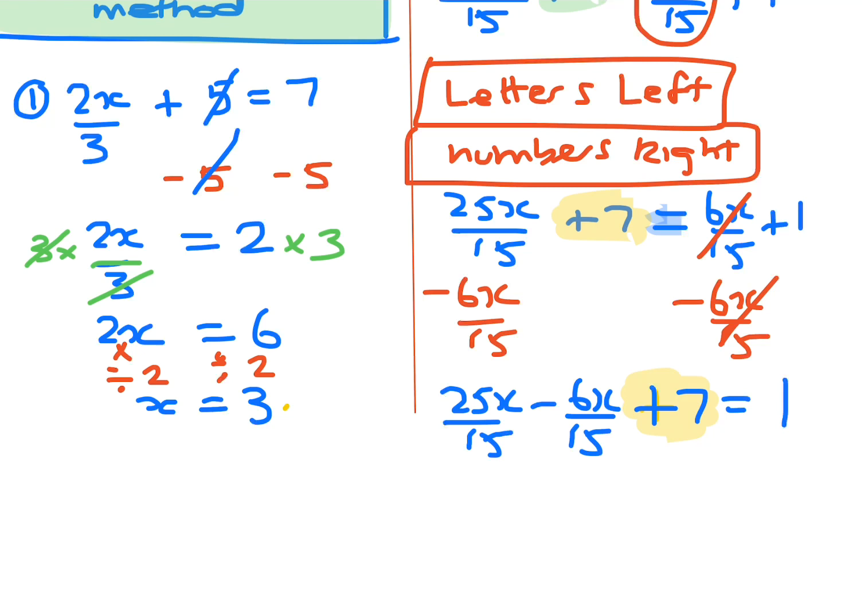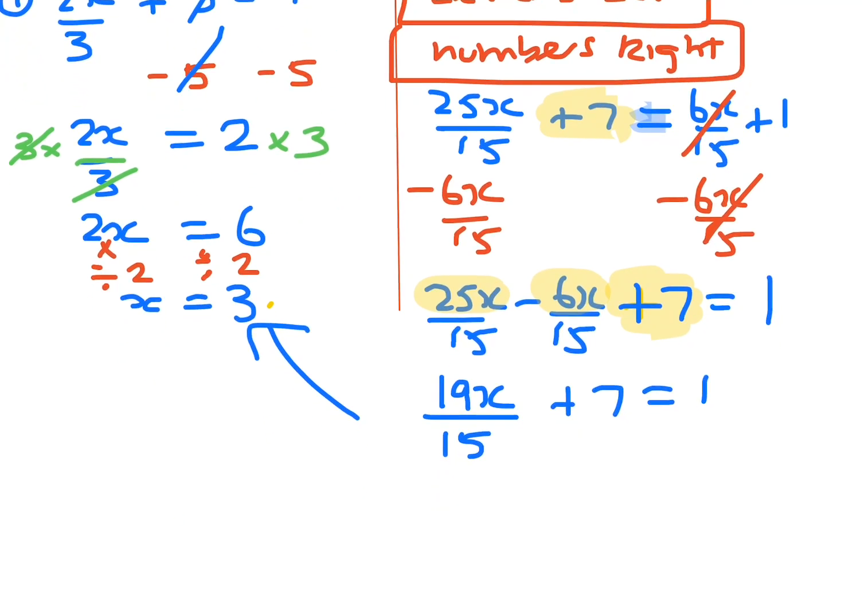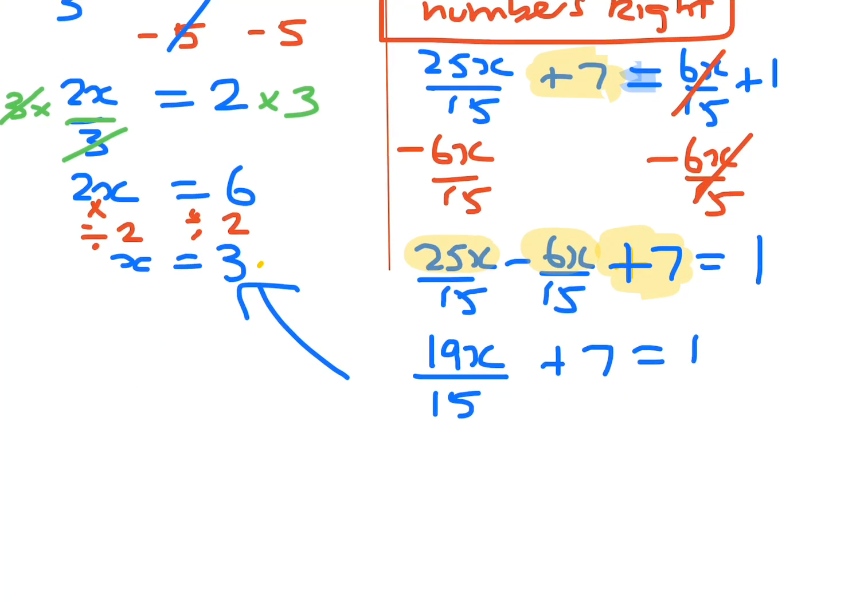Now, when you add or subtract fractions, you take the numbers that are on top and you add or subtract them, and then you keep the same denominator. So 25 minus 6 is 19, so that's 19x, and the denominator stays as a 15. Plus 7 equals 1. And now it just becomes a nice equation like that, because I've got rid of the x's on the right-hand side, and we've collected the fractions together and subtracted them.